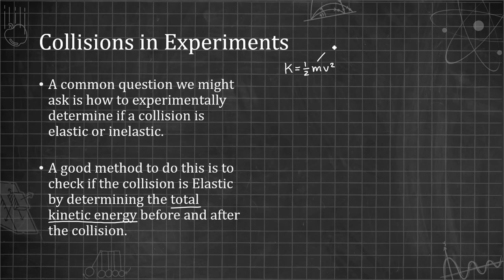before and after collision. So if you take a look at the kinetic energy equation, the terms in kinetic energy are mass and velocity. So we're going to need to set up some experiment where we can determine the mass and velocity of each object before and after a collision. So say we had a collision between two carts, cart A and cart B. What we'd essentially want to do to determine if this is elastic or not is find the total kinetic energy of the two-cart system before the collision, which would just be Ka initial plus Kb initial, and then do the exact same thing for the two-cart system after the collision, so Ka final plus Kb final.